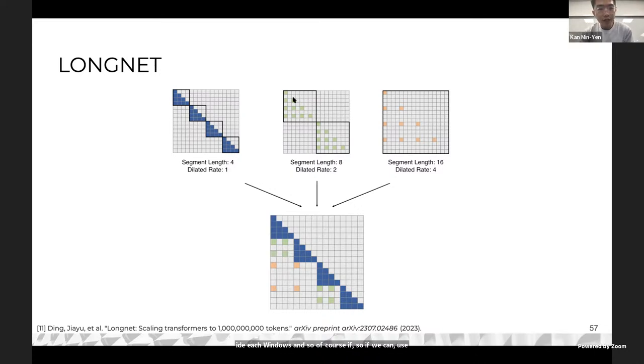So here, what they did is that they actually use a dilation rate. The dilation rate here is one. So each token inside: the first token will only attend to the first token, and the second token will attend to itself and also its previous token. But when we increase the dilation rate, we will skip the second queries. So in this way, we are not just specifying the query, the key and value. We also specify the query.